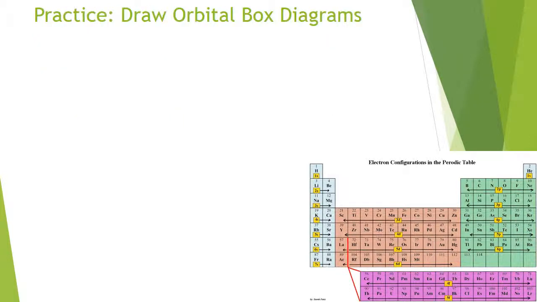Alright, just want you to get some practice now. For each of these, pause the video once you see the element, draw the orbital box diagram, and then go ahead and play it and see if you got it right. Alright, first one is sulfur.